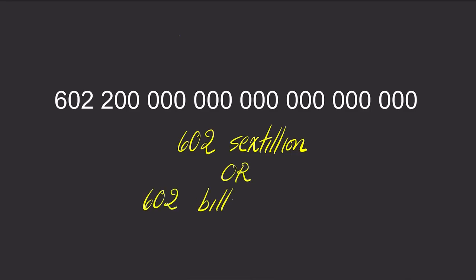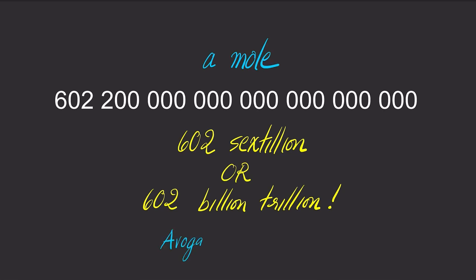bean. See this number right here? It is 602 sextillion, which is 602 billion trillion, or a mole for short. This number is given a very special name. It is called Avogadro's number.